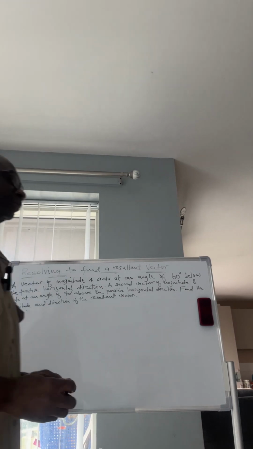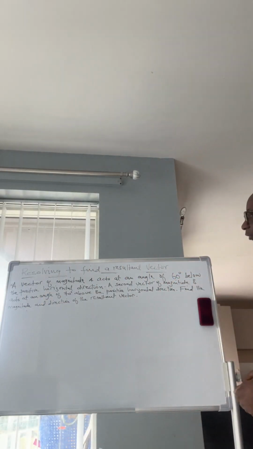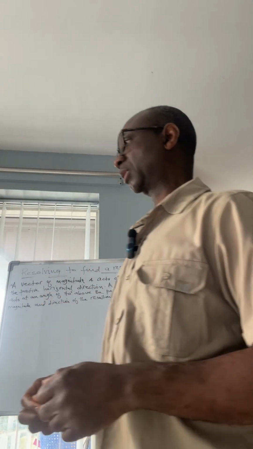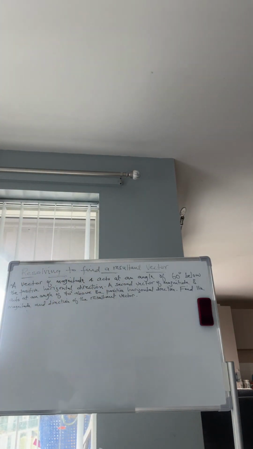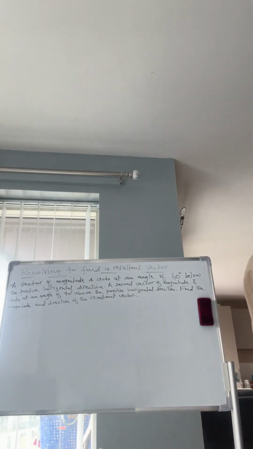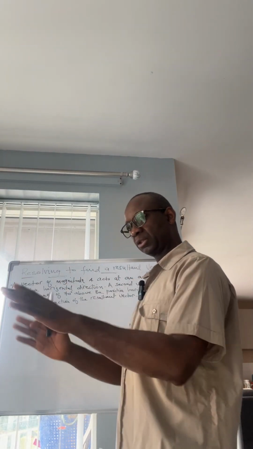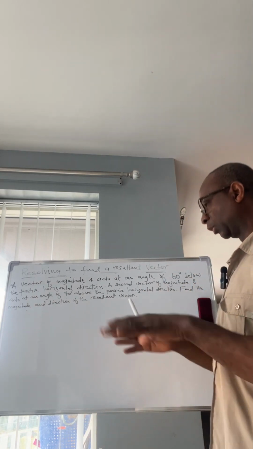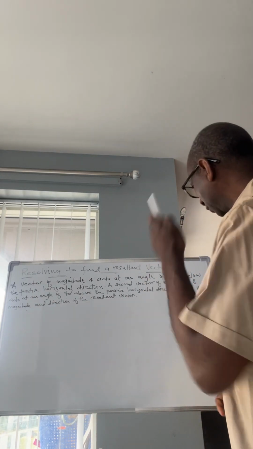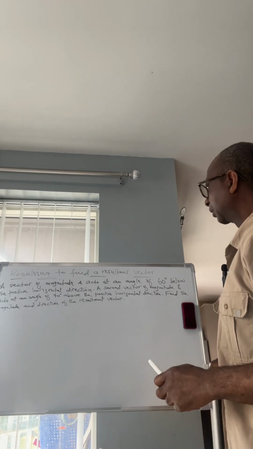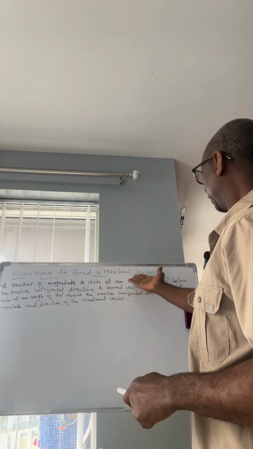We're going to look at how to resolve vectors in order to find a resultant vector. You got a couple of vectors, put them together, resolve them, and then you find a single one that is equivalent to the other vectors you've resolved. So it's resolving to find a resultant vector.